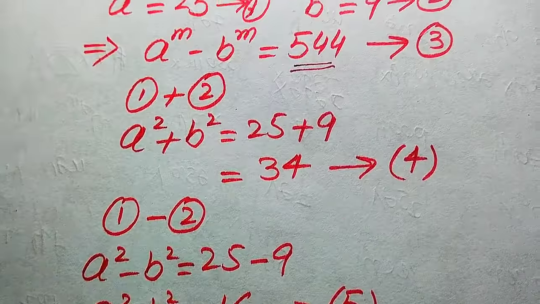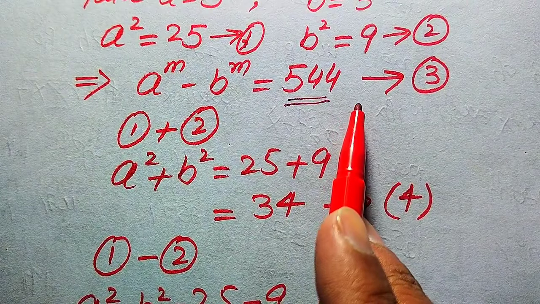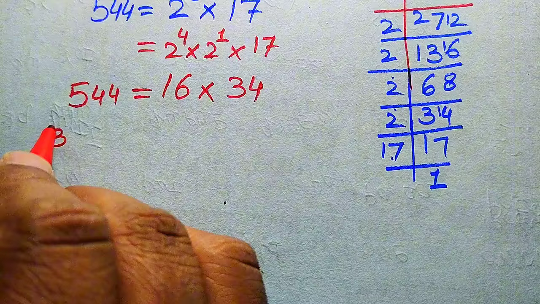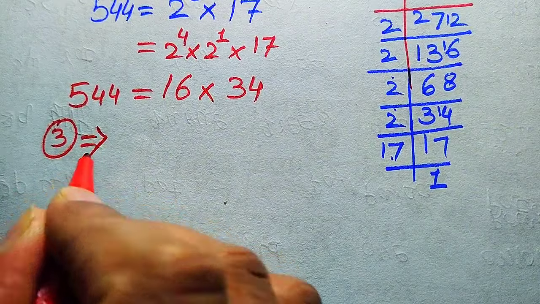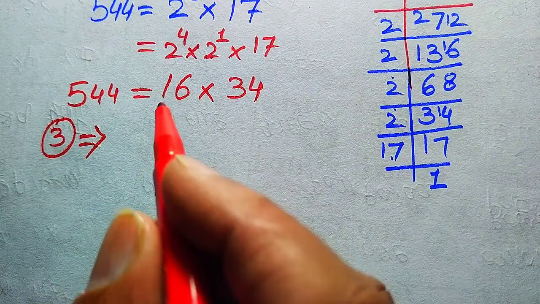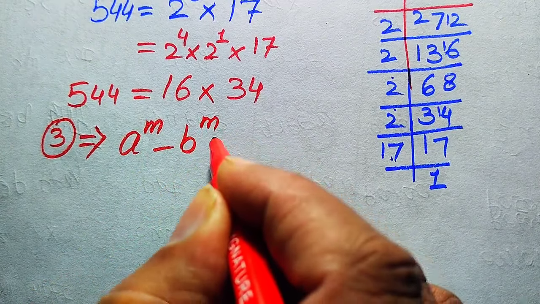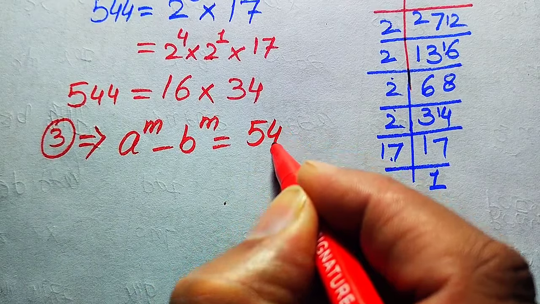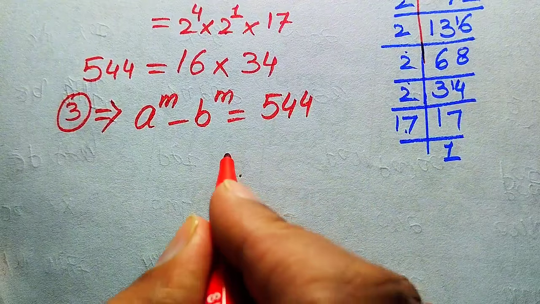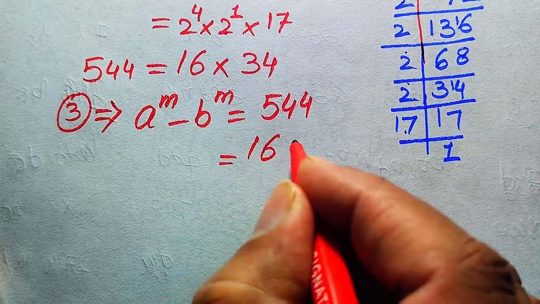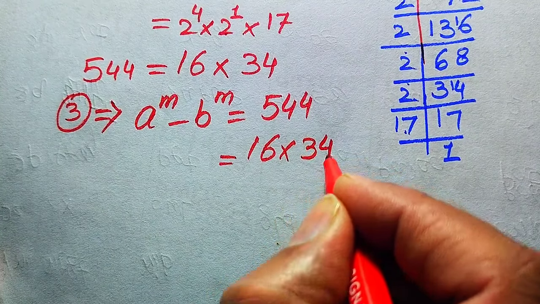So here we put this value into equation number 3. Equation number 3 is, we just copy it down here: a to the power of m minus b to the power of m equals 544. Here we replace the value 544, and it will be written as 16 multiplied by 34.